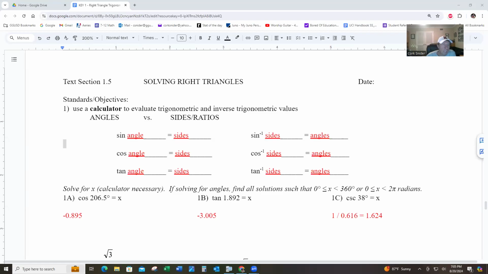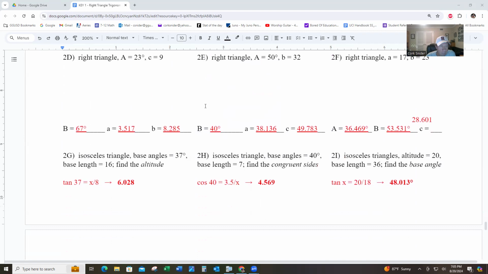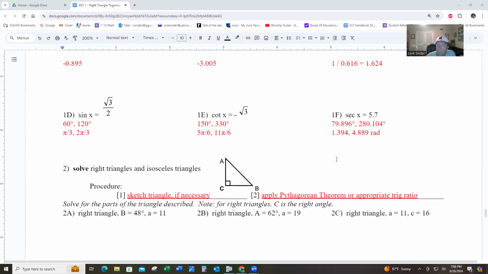Okay, this is trigonometry, the text section 1.5. You can see the objectives there: to be able to use the calculator to evaluate some trigonometric and inverse trigonometric values. We're doing page one only of this section. We'll do page two another time. This will be a long enough video just to do all the way to 2i down here.